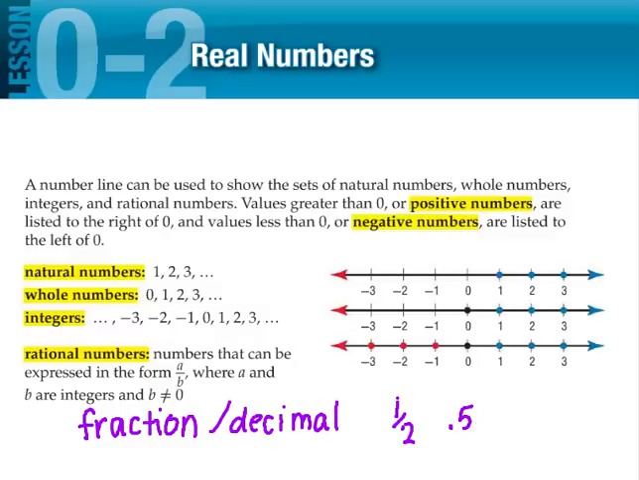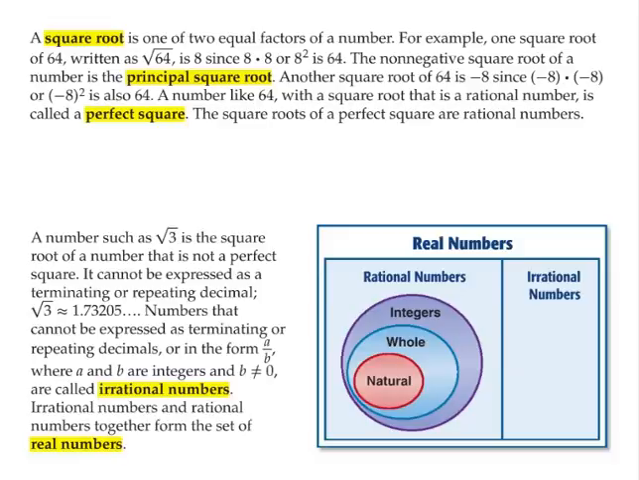All right, so let's go and look at what we have next. A square root is one of 2 equal factors of a number. You should already know square roots. This should not be new. The non-negative square root of a number is called the principal square root. So when it asks you to find the principal square root, that just basically means find the positive value. So a perfect square. Notice what it says, a number like 64 with a square root that is a rational number is called a perfect square.